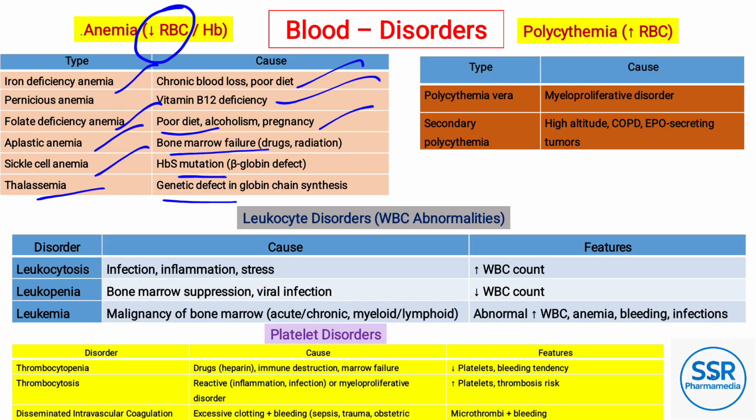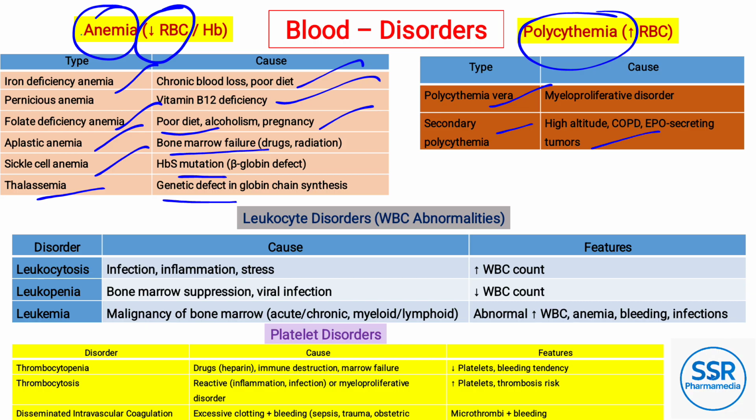When RBCs decrease, you get anemia. When they increase, it is called polycythemia. Polycythemia vera is a proliferative disorder, and secondary polycythemia is due to high altitude, COPD and EPO-secreting tumors.